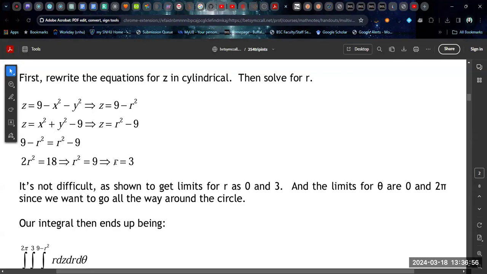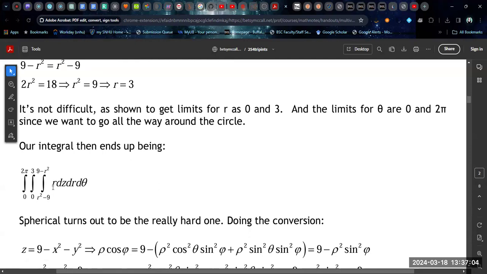So our limits will go from 0 to 3. And then we need to go all the way around the circle. And so our limits in theta will be 0 to 2 pi. And we end up with r dz dr d theta between our two paraboloids, 0 to 3 and 0 to 2 pi. And this is really the easiest one to do. And it's really clear why this is easier than rectangular coordinates. Our limits of integration for the outer boundaries are just constants. And I only ever have to deal with polynomials. And in terms of integrating, I don't have to deal with trig substitution.